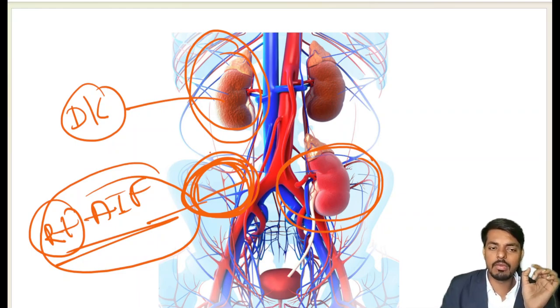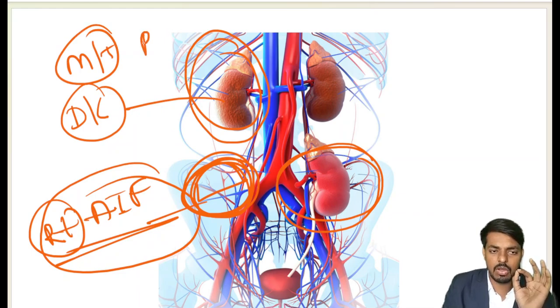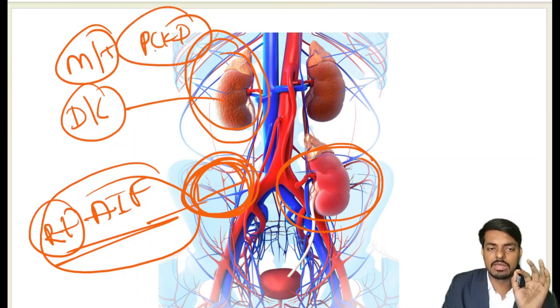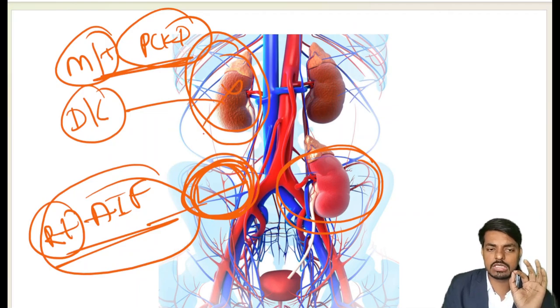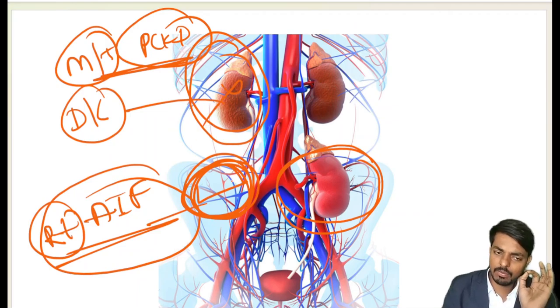We will not remove the diseased kidney unless the kidney has a metastatic tumor, or unless the kidney has polycystic kidney disease. In these two situations we will remove the kidney, and we will implant the new kidney again in the right anterior iliac fossa only.